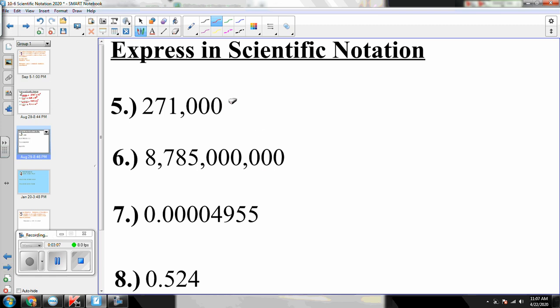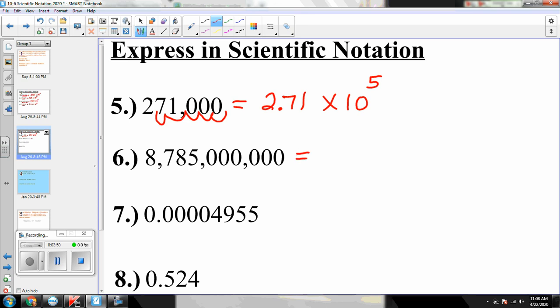You try number 5. Okay, your decimal point should go after the 2 because that will give you a number 1 or higher but less than 10. I would have 2.71 times 10. This is a whole number, so my decimal point's at the end. I'm going over 1, 2, 3, 4, 5. And it should be a positive 5 because it is a large whole number.